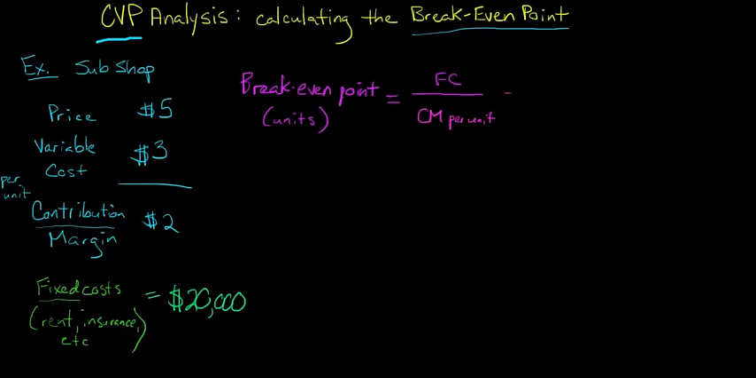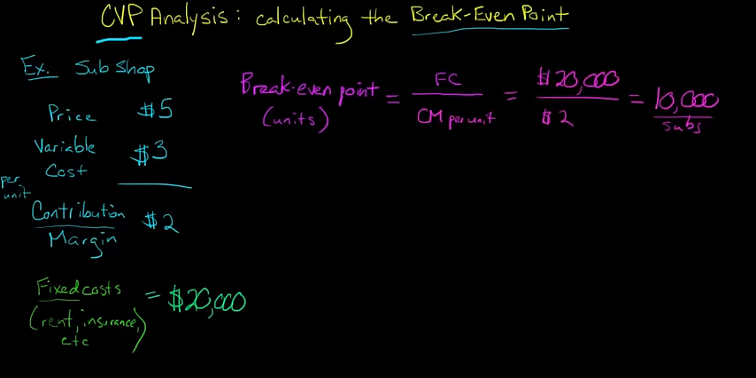And then now we're just copying numbers here. There's nothing to it. So we've got the $20,000 fixed costs divided by this $2 here. And that's going to yield 10,000 units, which is the same as 10,000 subs. So I'll just put that there. So basically, this is saying that if we don't want to lose money, if we want to at least break even, we have to sell at least 10,000 sandwiches at this price, assuming this variable cost per unit.